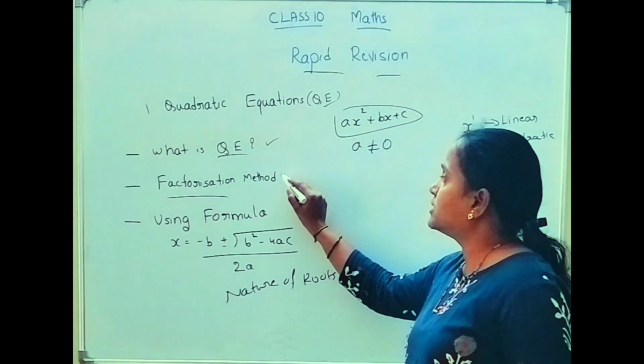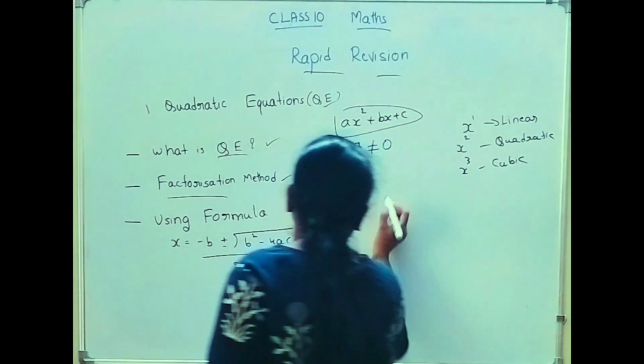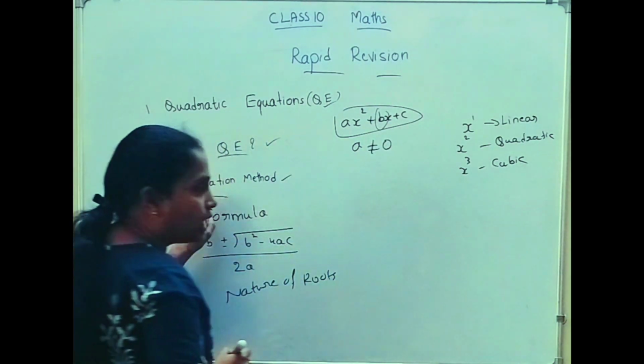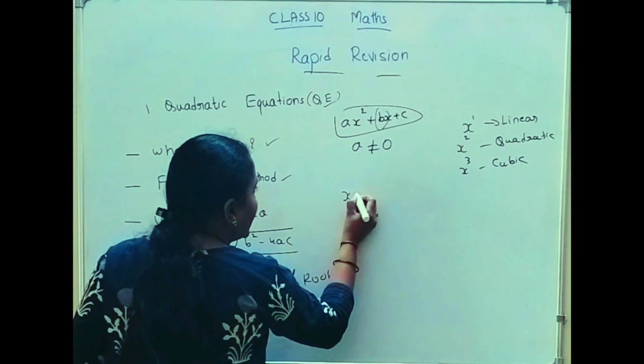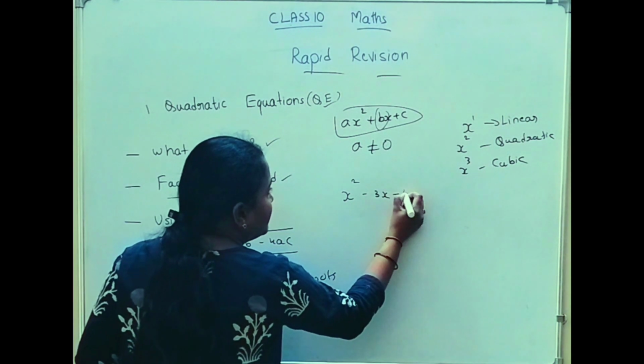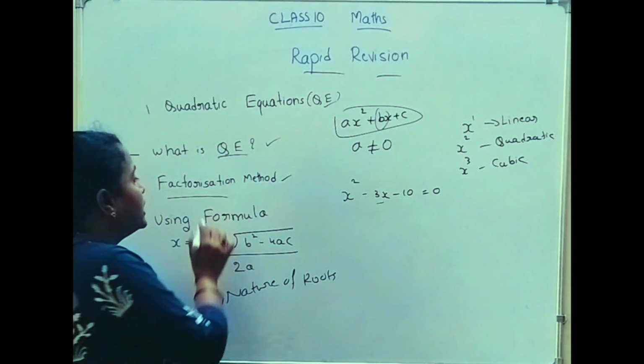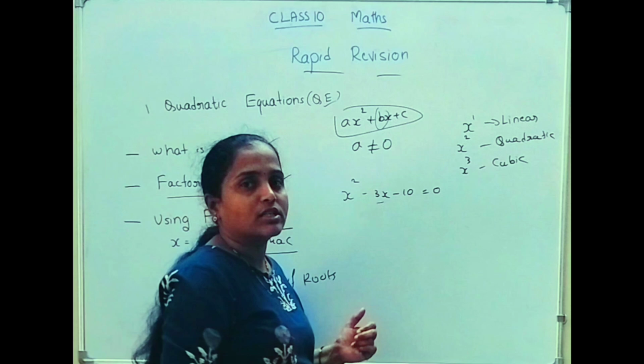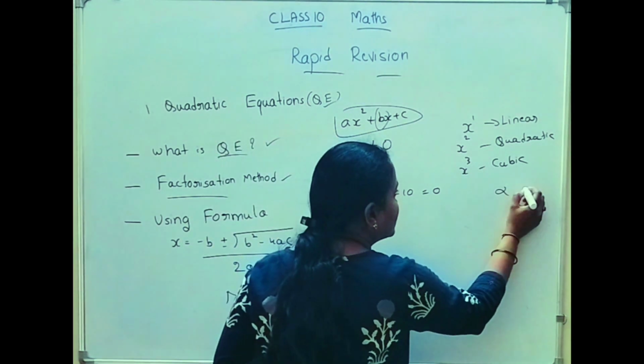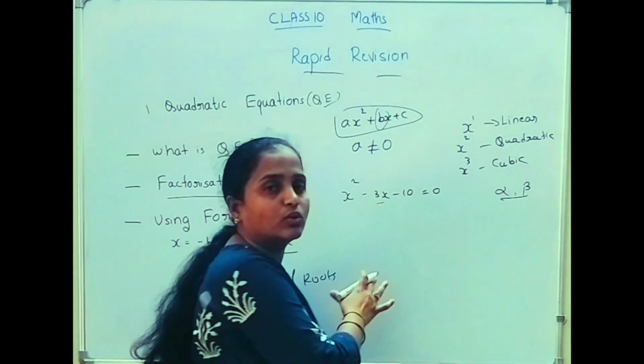The next method is the factorization method, where we split the middle term and get the answer. For example, take x square minus 3x minus 10 is equal to 0, find the roots. We have to split the middle term to get the roots. We studied this in the previous chapter also, where alpha and beta are the zeros, which are the roots of the quadratic equation.